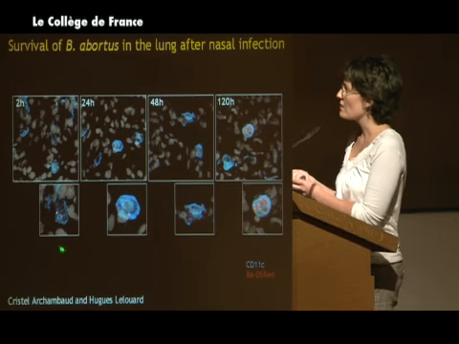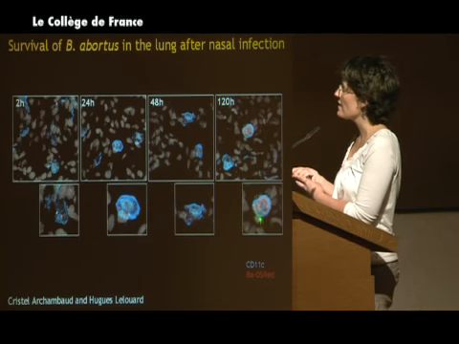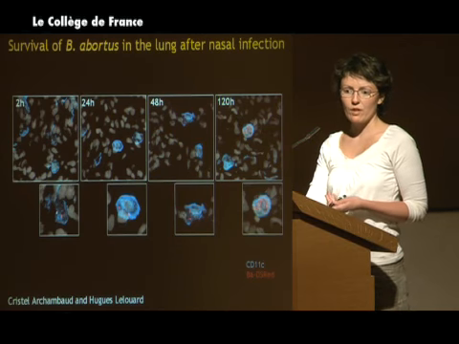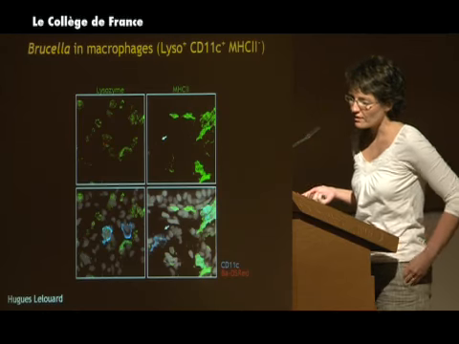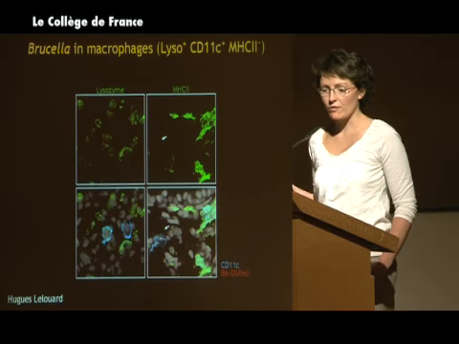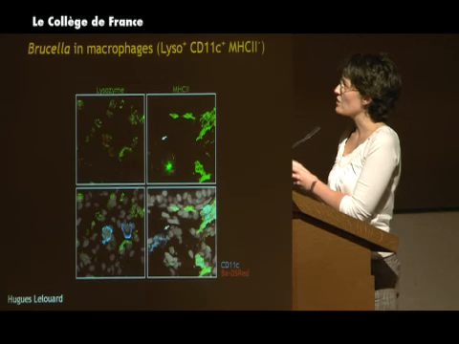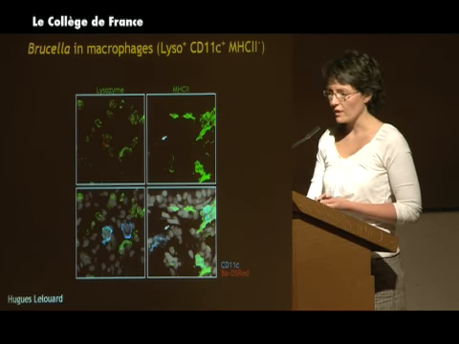And we can see Brucella replicating very nicely in lung cells, in this case CD11c positive. Now CD11c in the lung is expressed in both alveolar macrophages and dendritic cells. But we found that 99% of the infected cells were alveolar macrophages. They expressed lysozyme and they were MHC class 2 negative. So most of the bacteria had been taken up by alveolar macrophages.